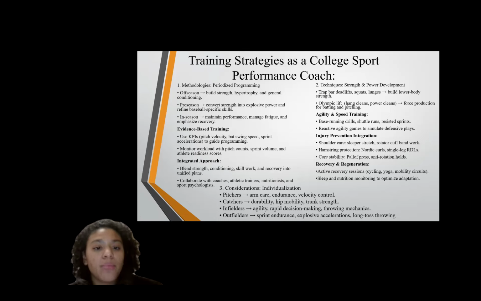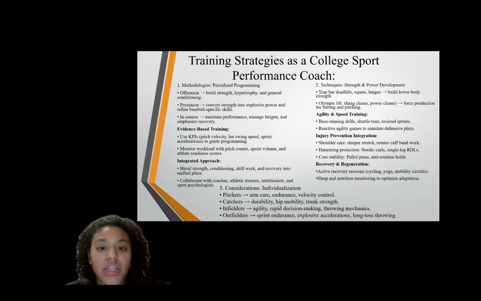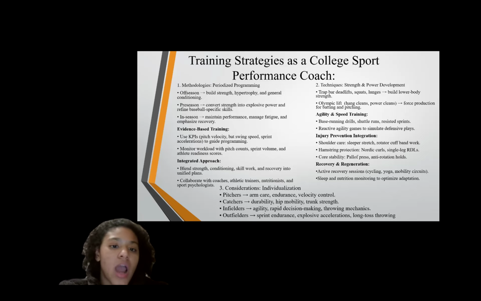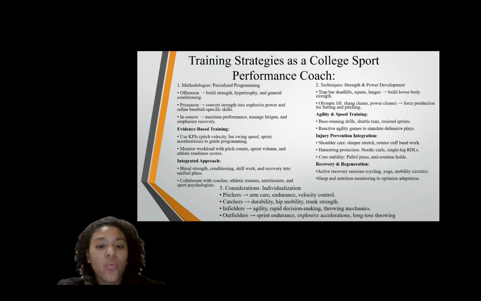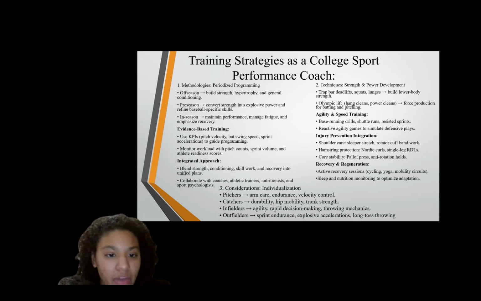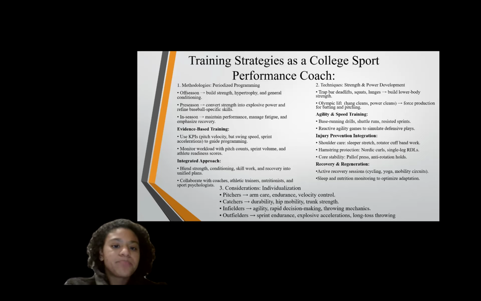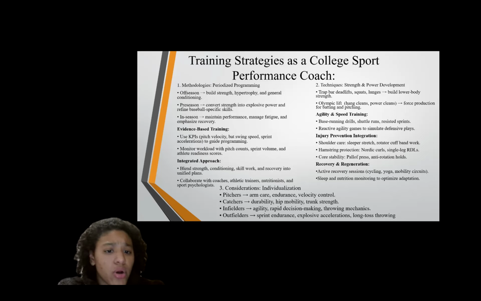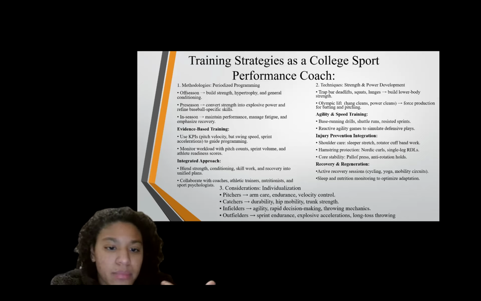Evidence-based training. So I'm using the KPIs like pitch velocity, bat swing speed, sprint accelerations to guide my programming for these baseball athletes. I want to monitor their workload with pitch count, sprint volume, and athletes' readiness scores. Also integrating approach, so blending strength, conditioning, skill work, and recovery into unified plans.